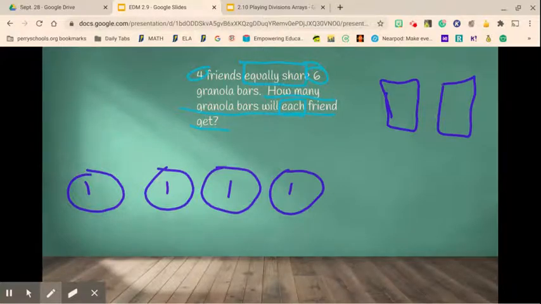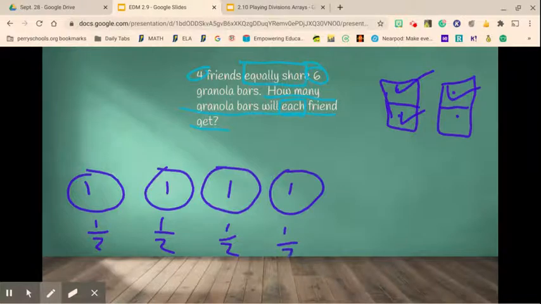So when I think about this, I have 2 granola bars, but I have to do it equally. If I split this one in half and this one in half, then I know that there's 1, 2, 3, 4 half pieces. And so each of my friends will get a half. Here they will get a half. This person will get a half. This person will get a half. And then the 4th person will get a half. Each person got 1 whole granola bar and then half of a granola bar.